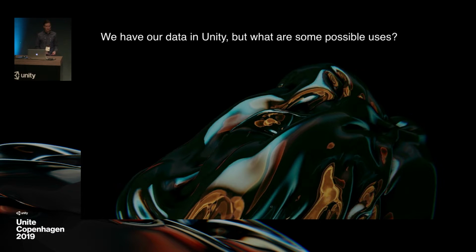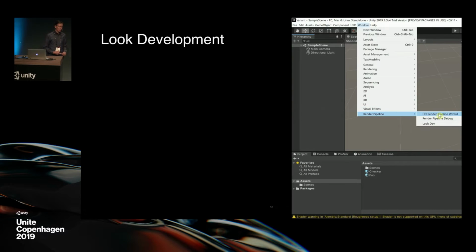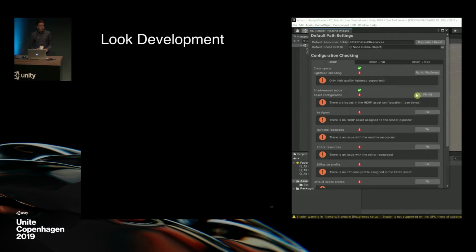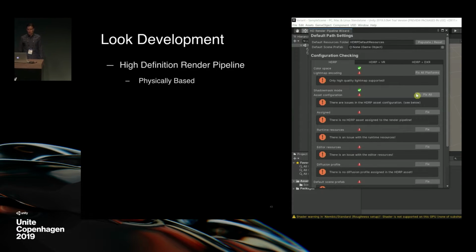Why would we bother using Unity? One example for this is look development. For look development, we can use the High Definition Render Pipeline. And on the right here, you can see the HDRP wizard, which is a quick way of making sure that everything is set. It makes getting up and running with HDRP very fast.